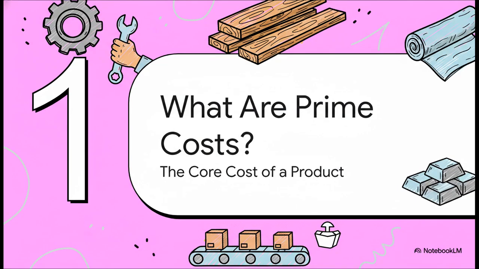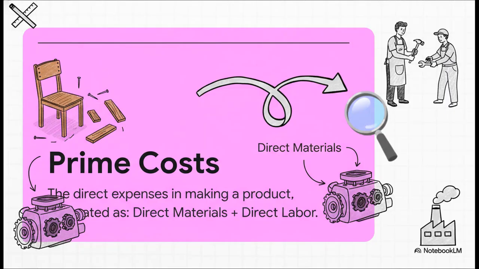The easiest way to think about this is as the core, fundamental cost of making one single thing. We're talking about the stuff you can literally touch in the final product, and the pay for the person who physically put it together. It's all about the expenses you can trace right back to one specific item. And the formula? It's refreshingly simple. Prime cost is just your direct materials plus your direct labor.